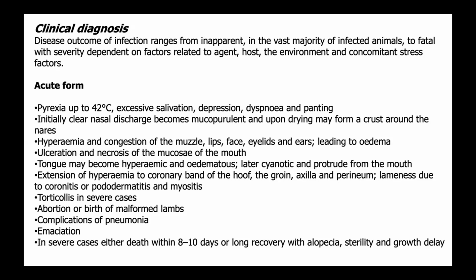And also extension of hyperemia to the coronary band of the hoof, causing lameness. Torticollis in severe cases, and abortion or birth of malformed lambs. Complications of pneumonia, and in severe cases, death can be seen in 8 to 10 days. If not, there is a long recovery, alopecia, sterility, and growth delay, which affects the meat farmers a lot.